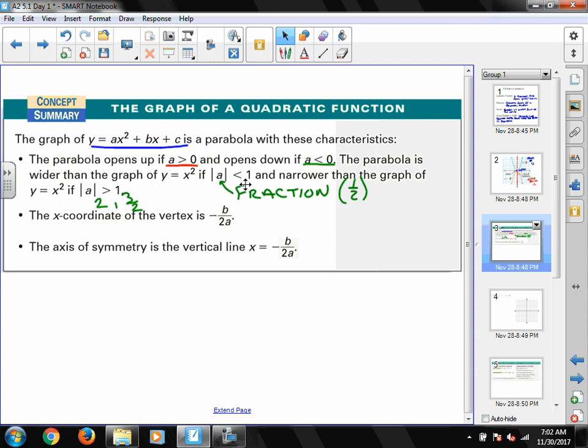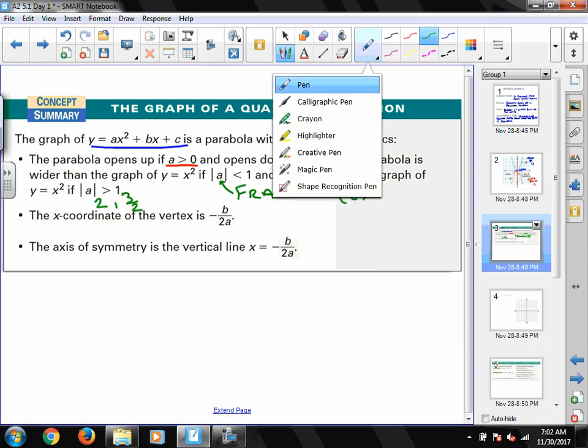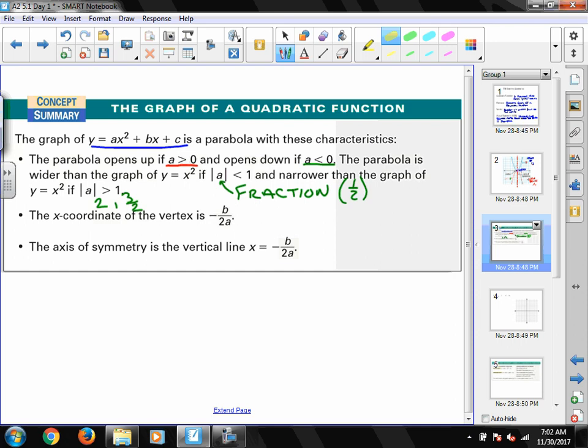The key thing that you want to remember from this particular section right here. Here's a formula that I would write down and remember forever. The x coordinate of the vertex is negative b divided by 2a. It's very important. That's how you find the x coordinate of that vertex. Remember, it is going to be a point, so you need an x and a y. But once you have the x, you can find the y.